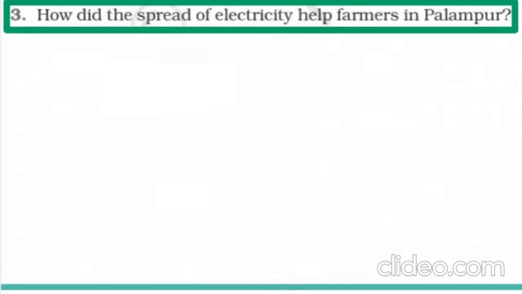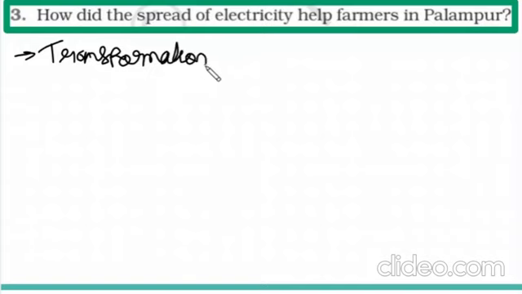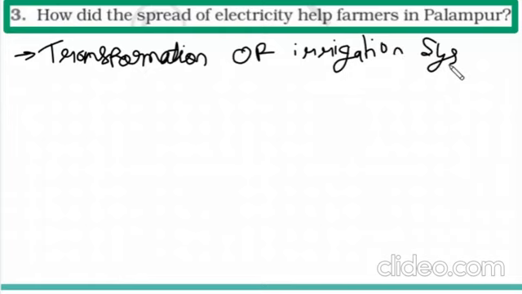Now, next question: how did the spread of electricity help farmers in Palampur? Now we know that there is a well supply of electricity in Palampur, right? Electricity supply is proper. So how does it help? The first and main point is that it helped in the transformation of irrigation system. Now, why is it so?